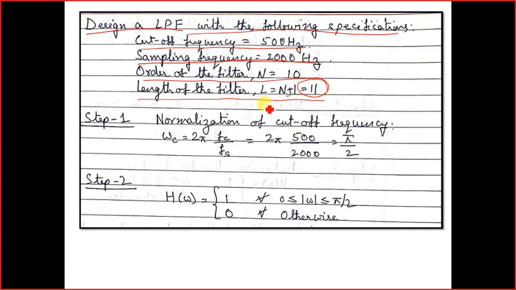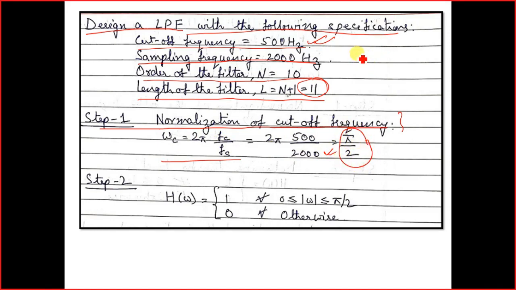Now in this type of numericals, first you have to do the normalization of the cutoff frequency. How is it done? It is given by omega c equal to 2 pi fc by fs, which is equal to 2 pi times 500, where the cutoff frequency is 500 hertz, divided by fs, which gives us pi by 2.